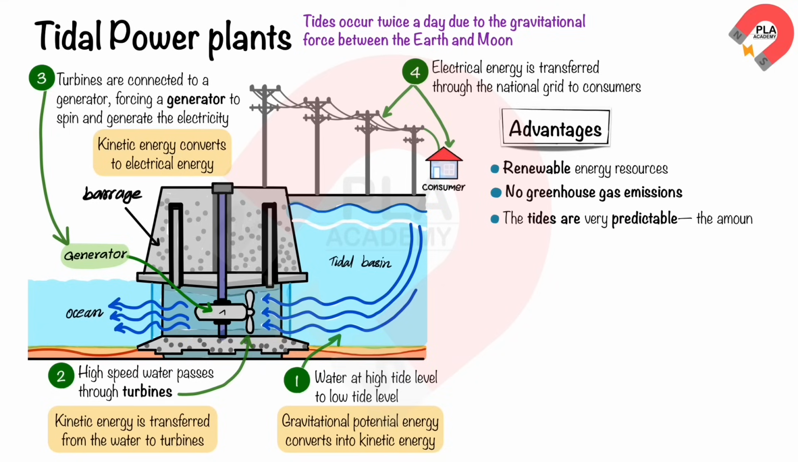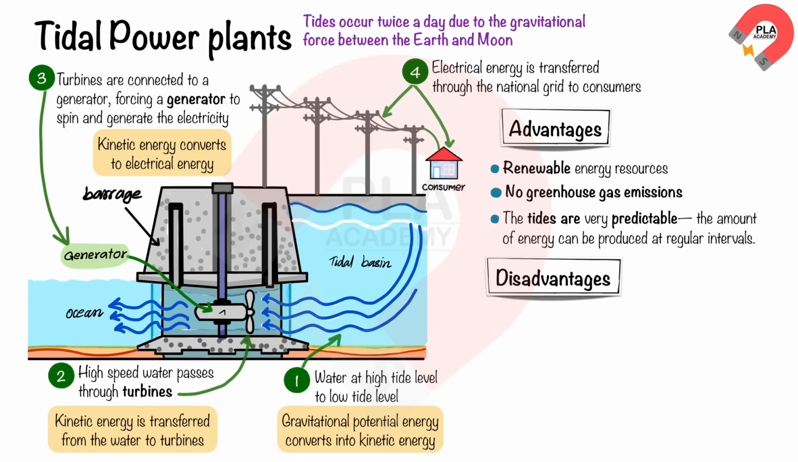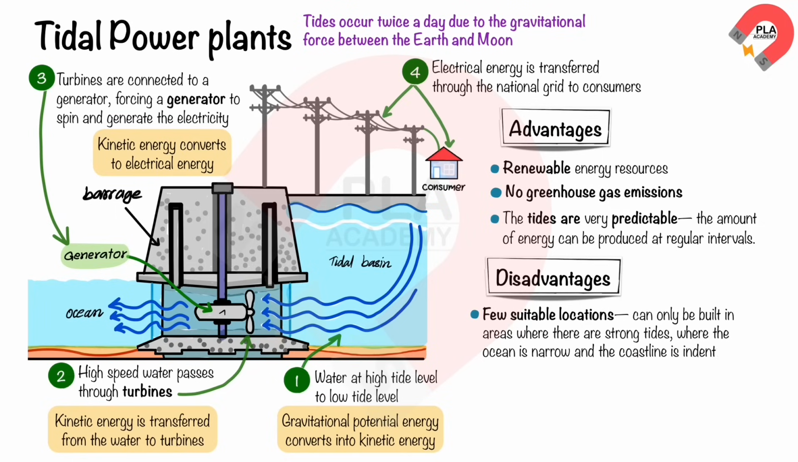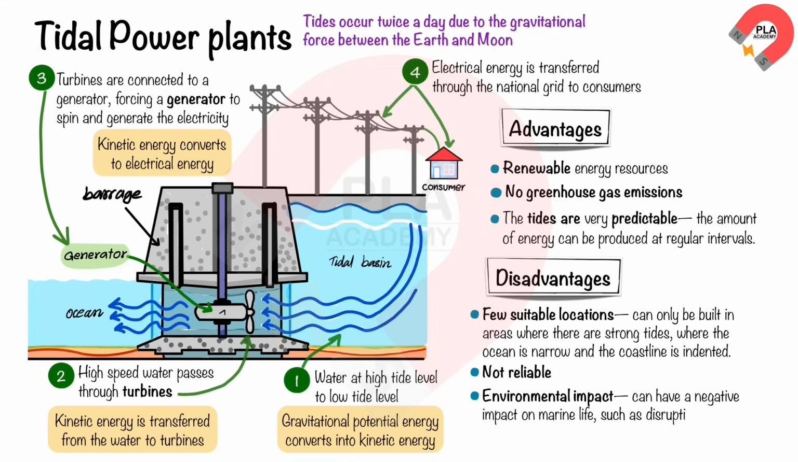The tides are very predictable. The amount of energy can be produced at regular intervals. Here are some of the disadvantages of the tidal power plants. Few suitable locations. Tidal power plants can only be built in areas where there are strong tides, where the ocean is narrow and the coastline is indented. Not reliable. Tidal power is not always available. Environmental impact. Tidal power plants can have a negative impact on marine life, such as disrupting fish migration patterns, and disrupt shipping.